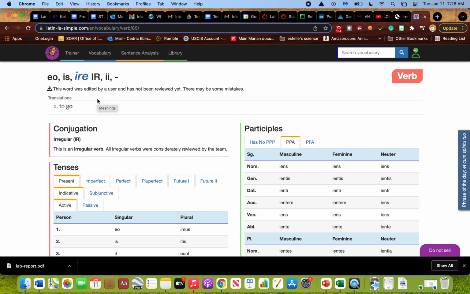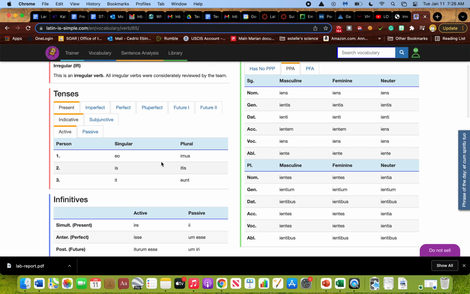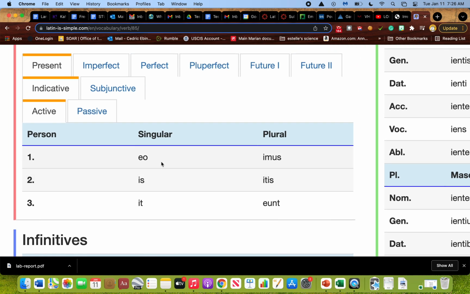So eo, ire, ii or ivi, itum, and that's the verb that means to go. So a very short verb in Latin, just like it is a very short verb in English. And with that we get the different forms. So first, just really quick, going over the present, the imperfect, and the future for this. So we can go to this part right here, pretty convenient website right here.